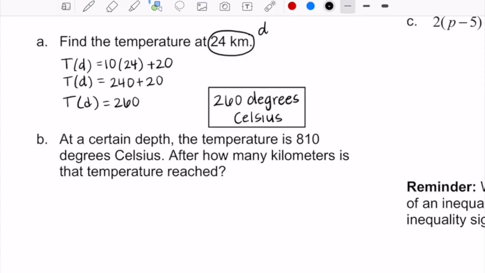The next question is a little bit different because it tells us the temperature and it wants us to figure out the depth at which that temperature occurs. So for this one, you're not going to plug the 810 in for d, you're going to set the equation equal to 810.